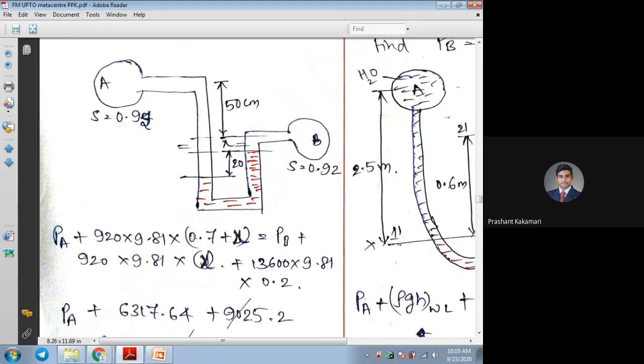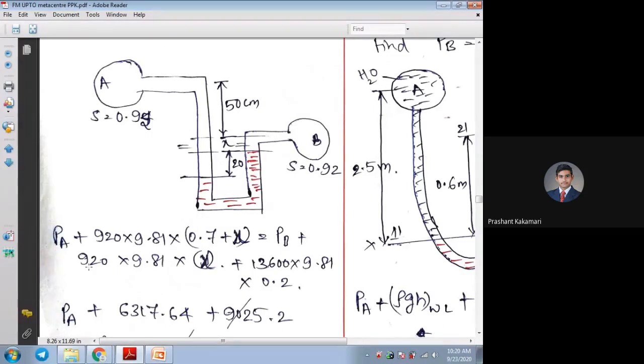Now PB plus the head. What is the head? Again rho GH. So rho GH for mercury, I take 13,600 G into H. H is 0.2 meters of the mercury. And for this liquid, liquid B, on the right side, a small level of the liquid is present with X head. That if I consider, again the same liquid is given of same specific gravity 0.92.